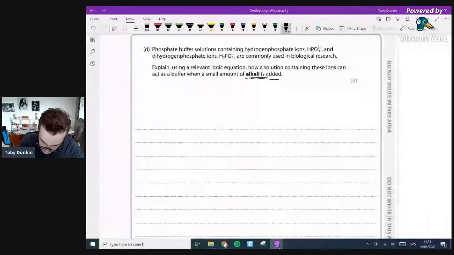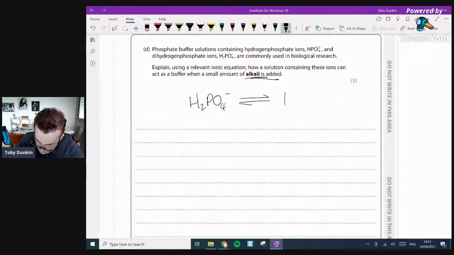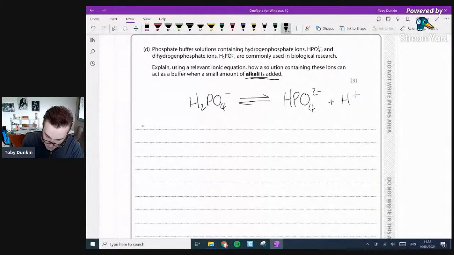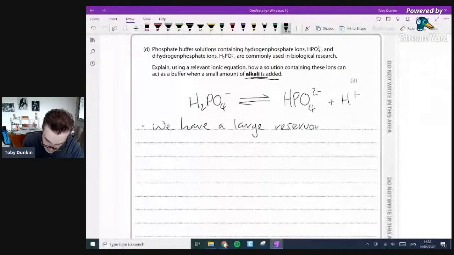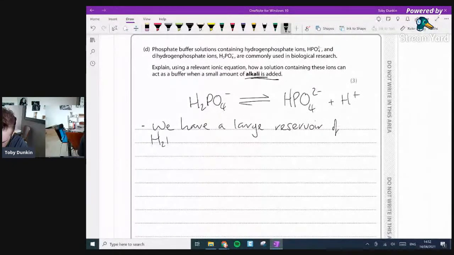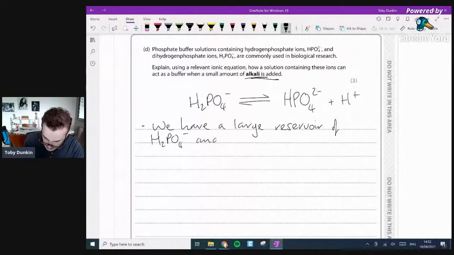So the buffer is H2PO4- in equilibrium with HPO4 2- and H+. And what we say, remember the mark scheme for the previous paper, is we have a large reservoir of H2PO4- and HPO4 2-, 1 mark.